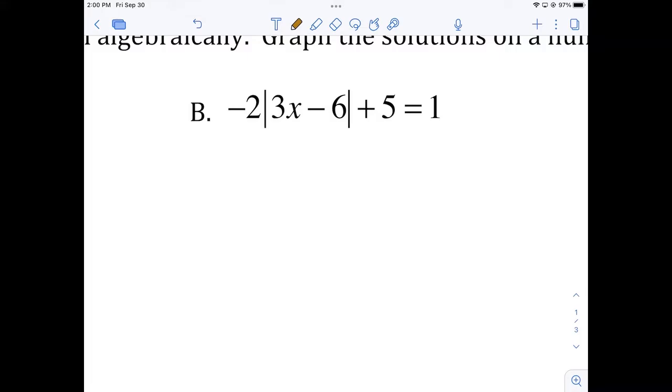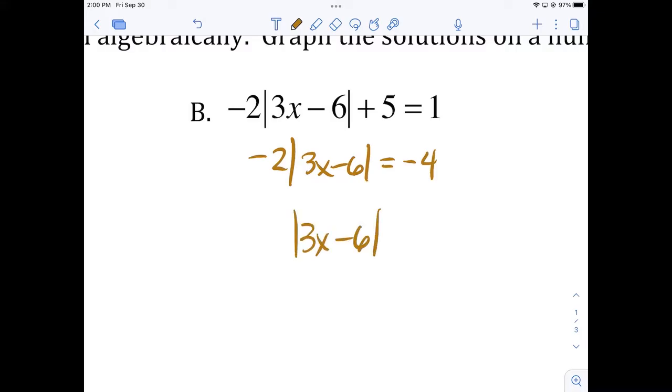Remember when you solve an equation algebraically, I don't know if your teacher told this in Algebra 1, but you're peeling back the layers. You're doing the inverse operation in the reverse order, just like we do when we find inverses. All right, I'm gonna catch up with y'all. -2, 3x minus 6 equals -4. And we got to divide both sides by -2, so we get 3x minus 6 equals +2.